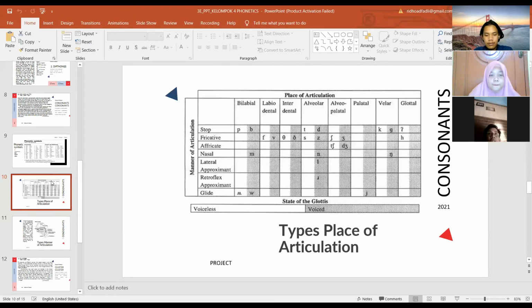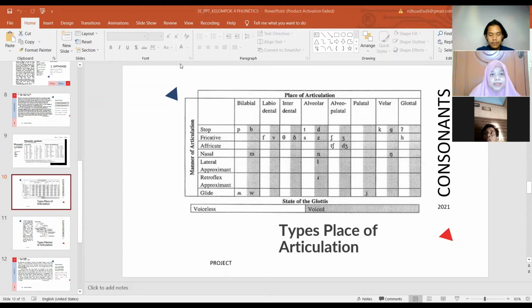4. Palato-alveolar is the sound that is articulated by the body of the tongue with the roof of the mouth. 5. Palatal is the sound that is articulated by the front of the tongue with the front of the palate. For example, the sound in yes.